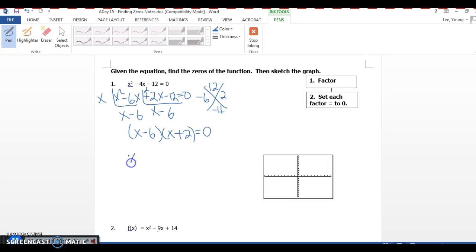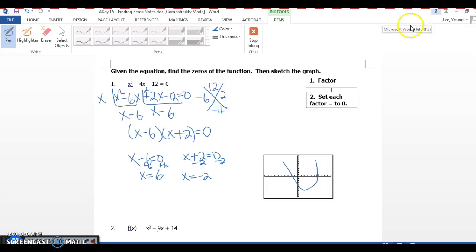So x minus 6, we just need to set it equal to 0. x plus 2, set it equal to 0. x is equal to 6 and negative 2. How do I solve this? You're just adding 6 to both sides and subtracting 2 from both sides. And we also talked about how factors and zeros are kind of opposites, right? So when you have zeros, you have x of negative 2 and x of 6, and then you just need to graph the parabola. My parabola is a little ugly, but it's okay.